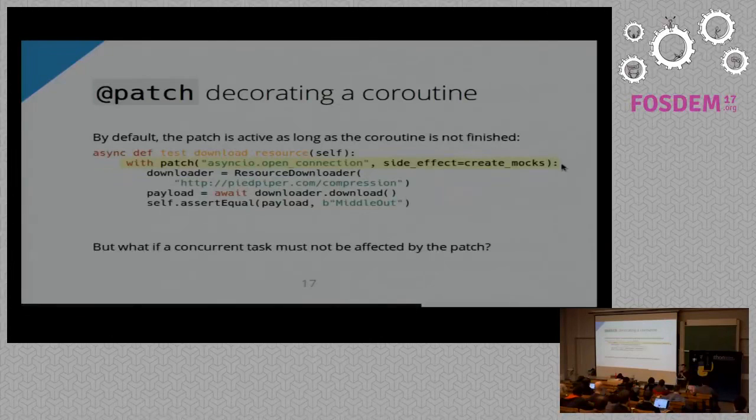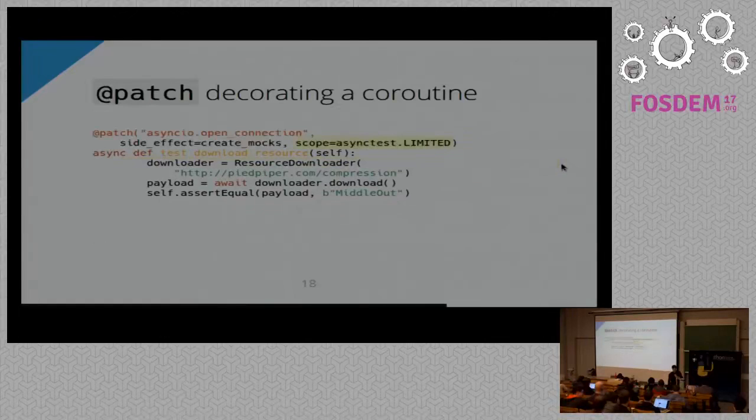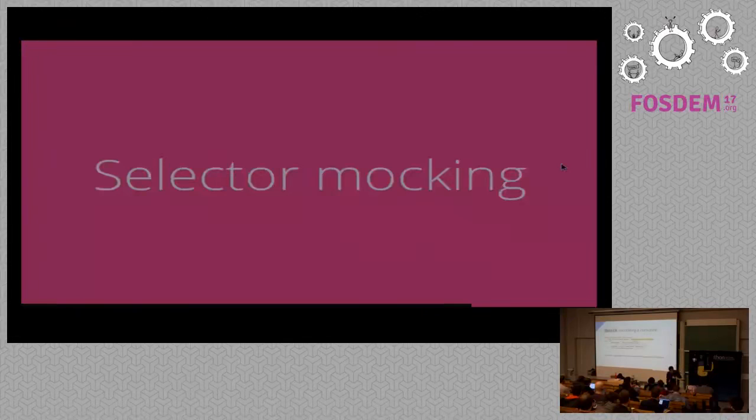In some cases, you don't want to have that, so I added a feature that is an attribute to the patch used as a decorator. It won't work with the with statement, but it works with the decorator. Here I specify the scope of my patch to be limited to the coroutine. When the coroutine yields and stops running, the patch will be disabled and re-enabled again right when the scheduler and the loop decide to run the coroutine again.